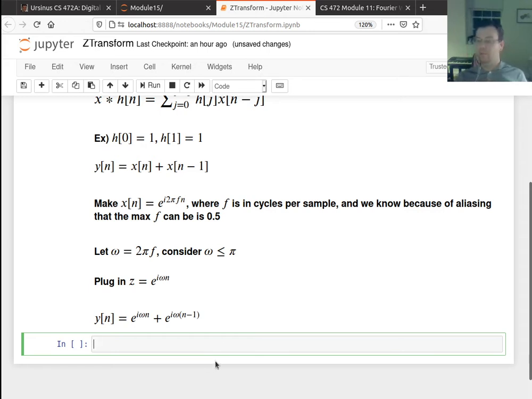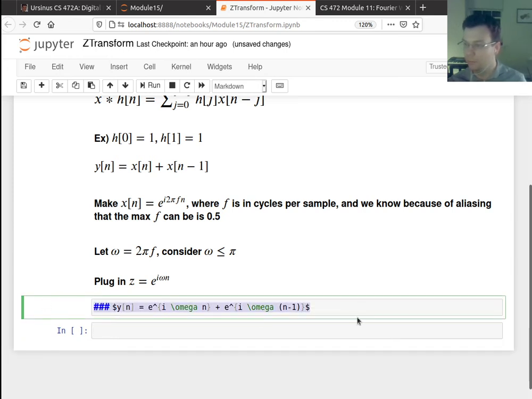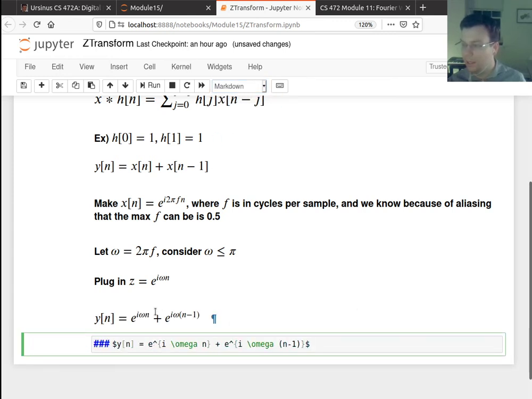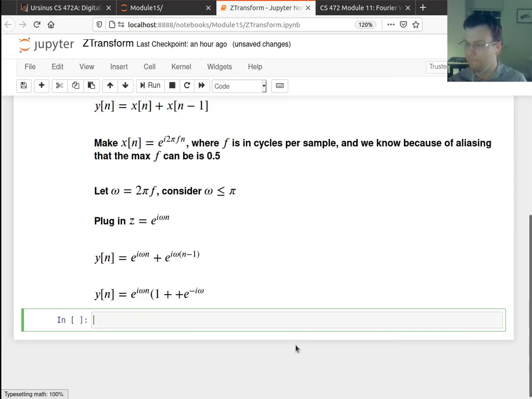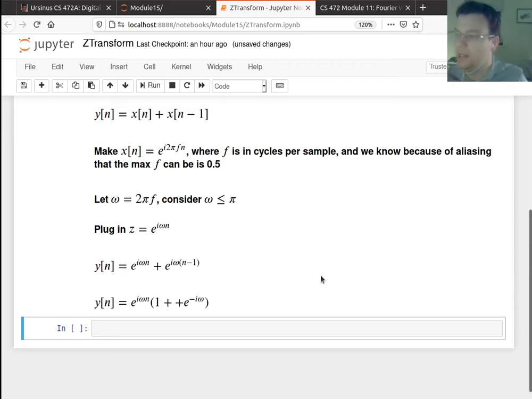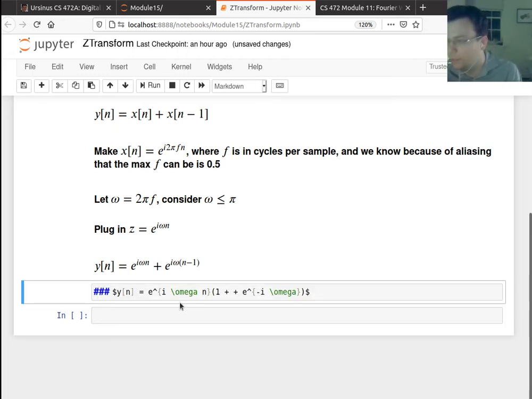Actually, I can do something interesting where I use rules of exponents. I can factor out this e to the i omega n, and what I'm left with is y of n is equal to e to the i omega n times 1 plus e to the negative i omega. I just factored out this common term of e to the i omega n. I didn't mean to have two pluses there, just one plus.